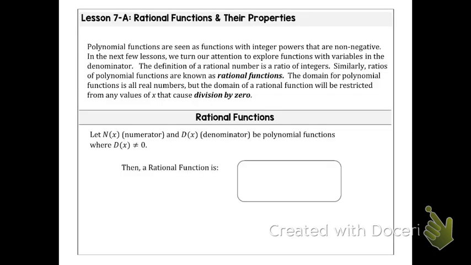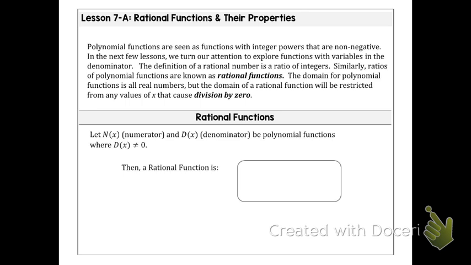All right, so the first part here says that polynomial functions are seen as functions with integer powers that are non-negative. In the next few lessons, we turn our attention to explore functions with variables in the denominator. The definition of a rational number is a ratio of integers. Similarly, ratios of polynomial functions are known as rational functions. Just remember, guys, rational means fractional. So if you hear the word rational, you know it's going to involve a fraction.